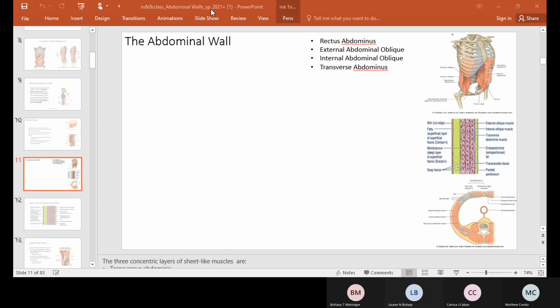which is waiting for Microsoft Teams to actually do its job. So the easy one is going to be transverse abdominis. Well, this is not going well today, is it?